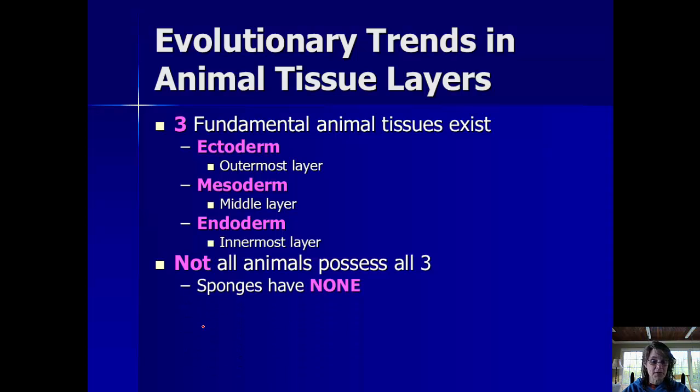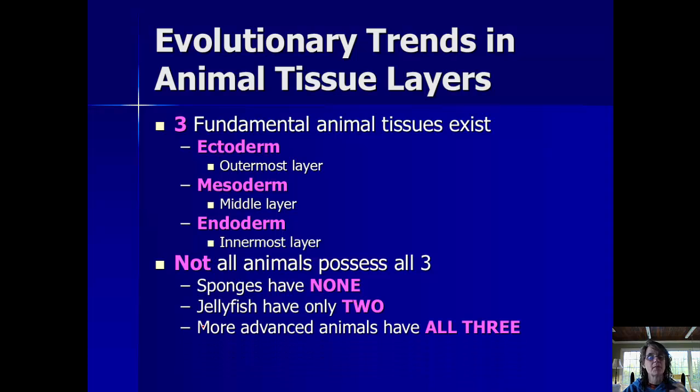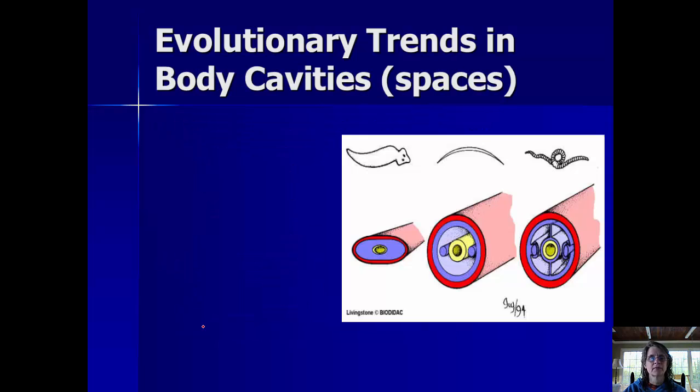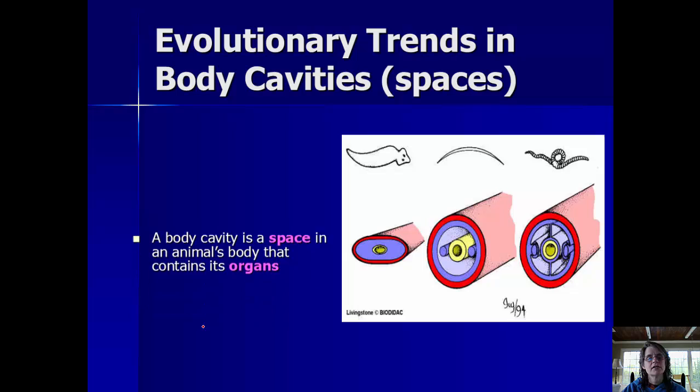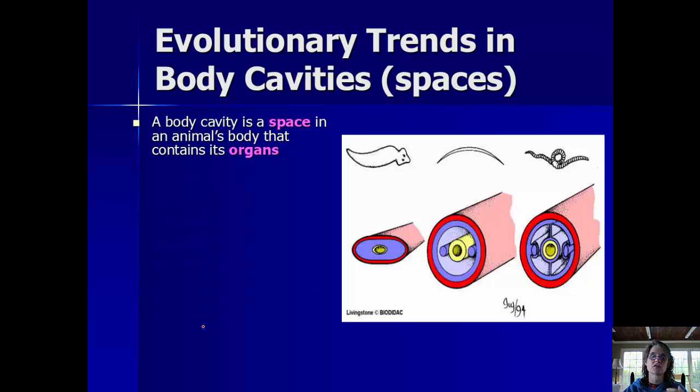For example, sponges have no tissues whatsoever. Jellyfish and their relatives have only 2 of those 3 tissue layers, but the more advanced animals like you and me and lots of others have all 3 of them, okay?